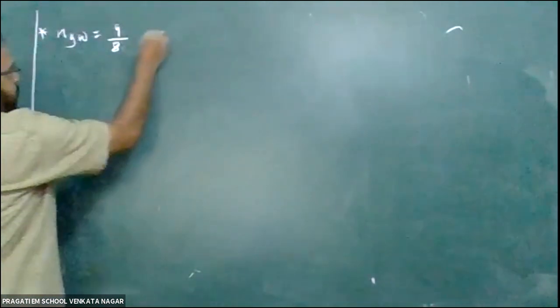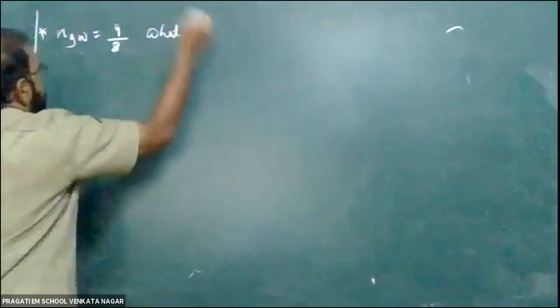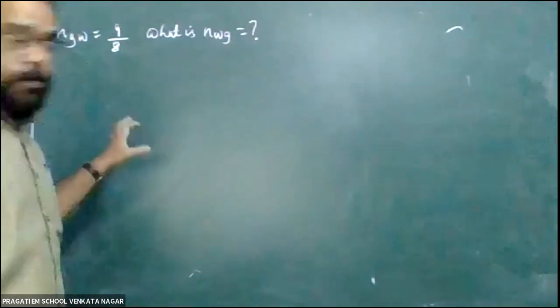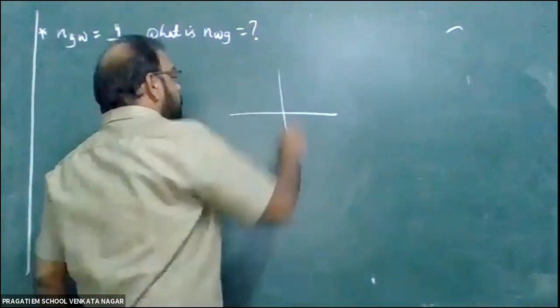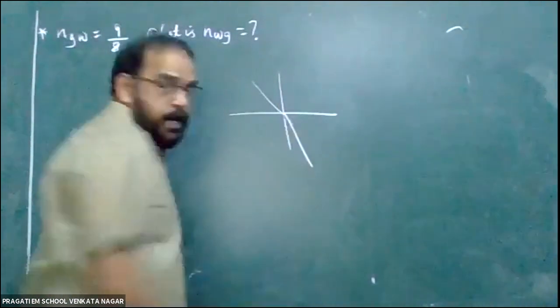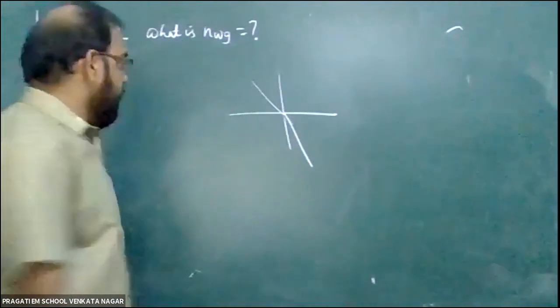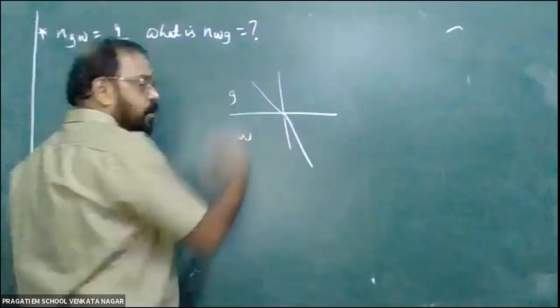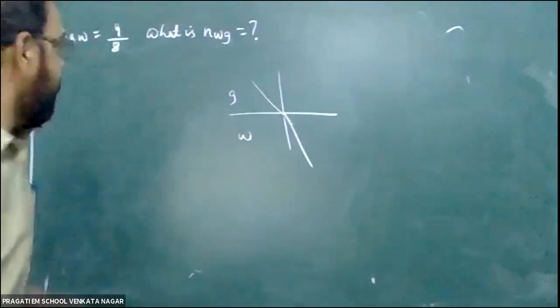So here the question is: refractive index of glass with respect to water is 9/8. Yes, sir, this is the question. Now, what is required? What is the refractive index of water with respect to glass? Here we can consider any two media. The medium need not always be air and water. It can be from gas to water, or from air to water, any two media. This is the general formula.